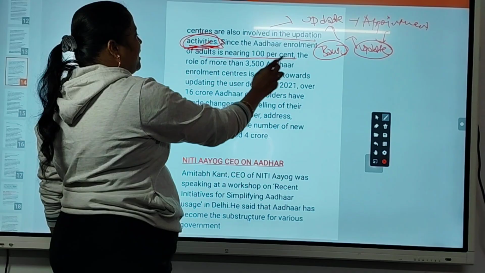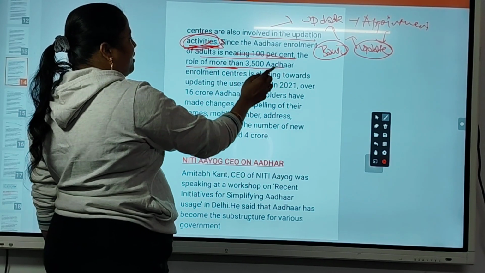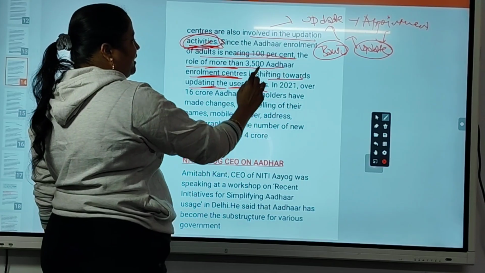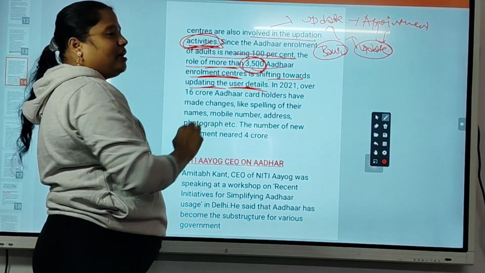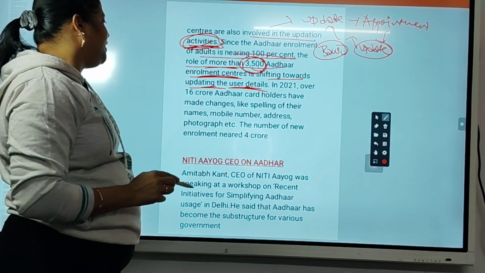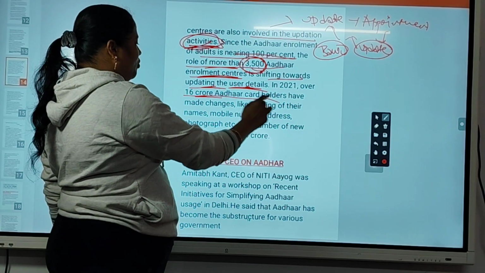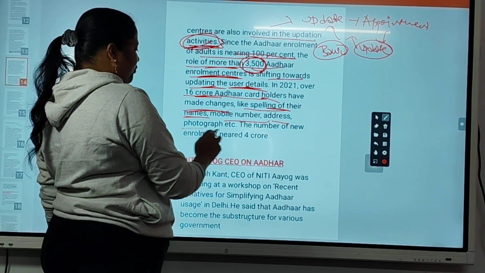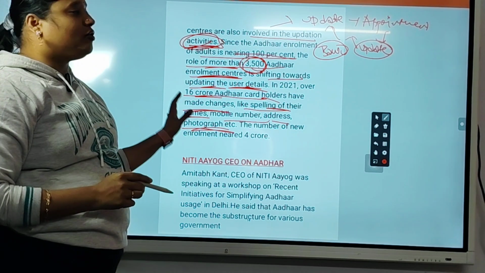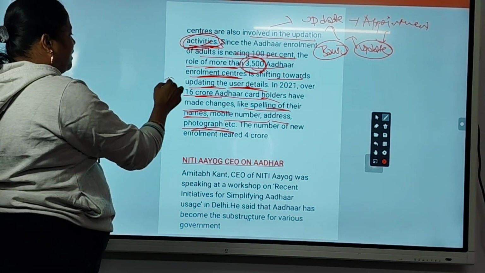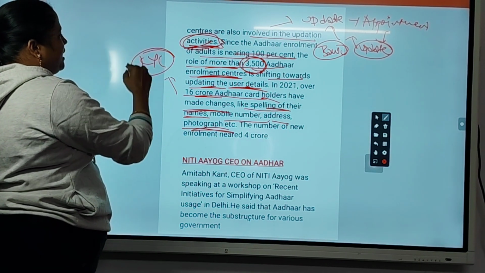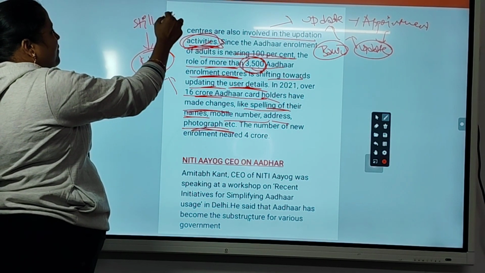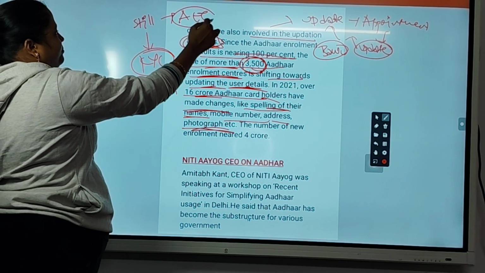Okay, adult enrollment is nearing 100%. More than 3,000 Aadhaar enrollment centers are shifting towards updating user details. There are around 3,500 Aadhaar enrollment centers inside India. 16 crore Aadhaar card holders have made changes like the spelling of their names, mobile numbers, Aadhaar photograph, etc. So 16 crore Aadhaar card holders have updated their KYC till now inside India, and for others it is still in process through Aadhaar enrollment centers.